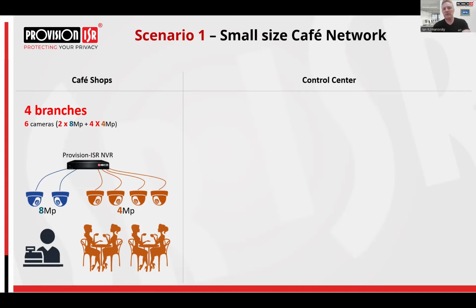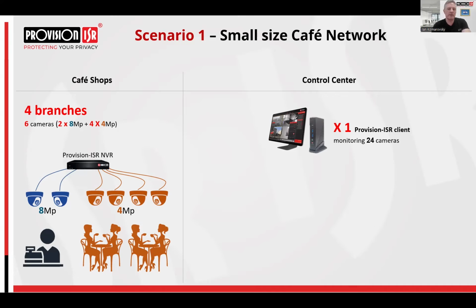Now, in the control center, which is, let's just say, an office of the owner, he wants just to have one client, or rather, he doesn't know what is a server, what is a client. He just wants to see some kind of machine or his computer. In this case, he's asking us for a Provision-ISR computer or a client. Give me a tool to see all my sites. Okay, so I want to monitor all those 24 cameras. How do I do it?